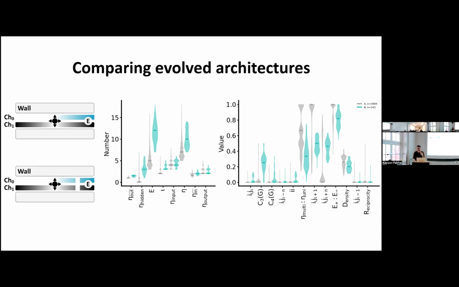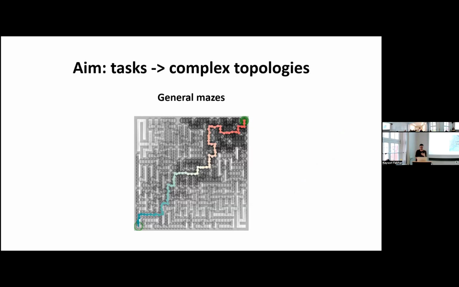Obviously, in this case, you can just describe it with something simple like the number of hidden nodes. But in the long term, the idea is to have more complicated tasks, which demand or lead to more complicated architectures. And then maybe some of these graph metrics will do a better job at capturing difficult features or less intuitive features of those networks. So in the long term, the idea is to have more complicated tasks, which lead to more complicated topologies. And what I've been working on a lot at the minute is what I call general mazes.